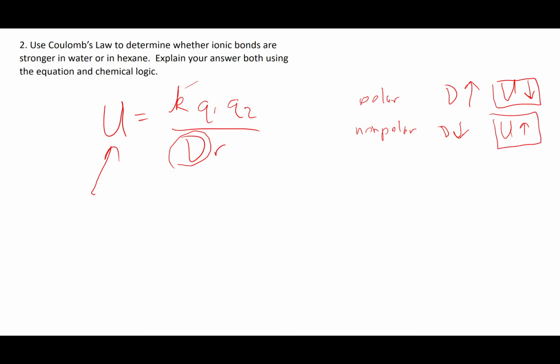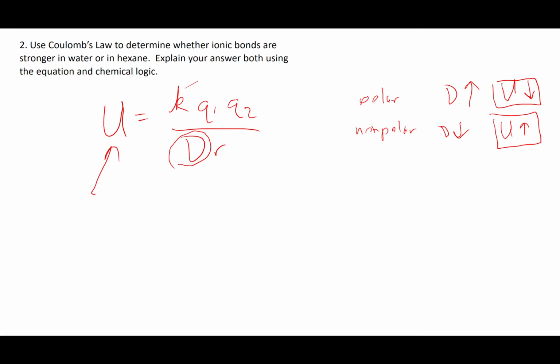Now what's some evidence for this? So that's what the equation tells us. So that's part of the answer here. The second part is chemical logic. Well, what happens when we take salt and put it into water? Well, it dissolves, right? So it breaks up into sodium ions and chloride ions.